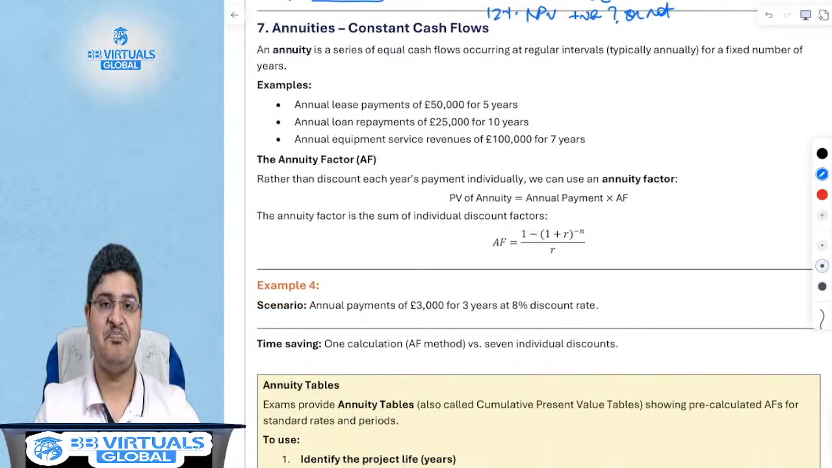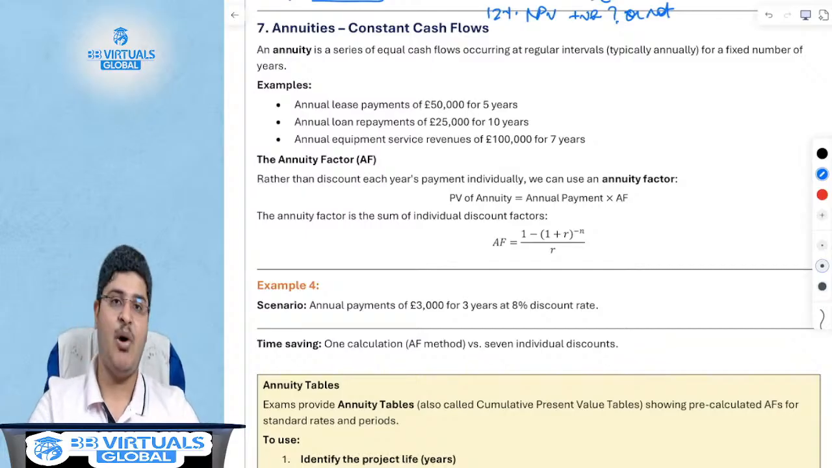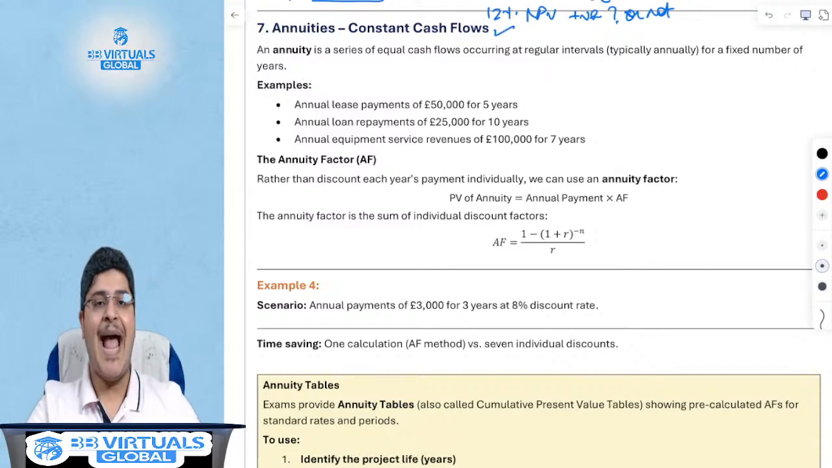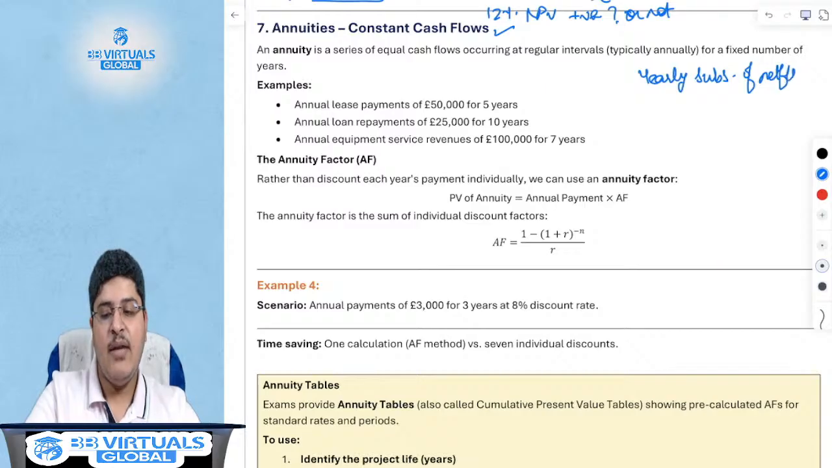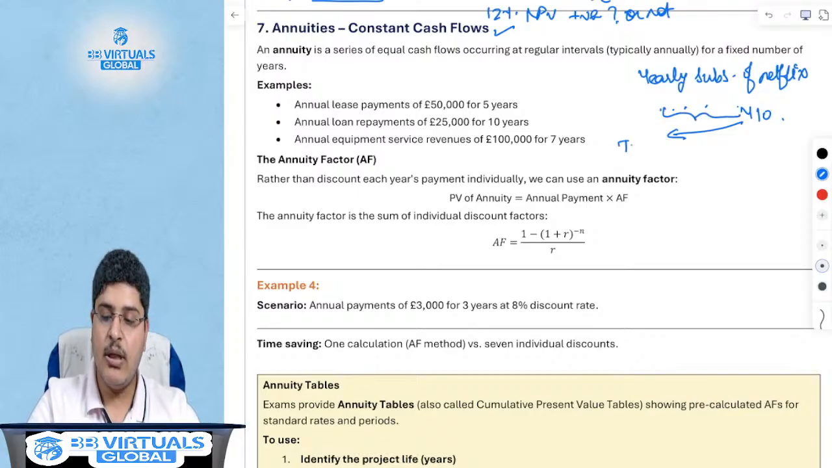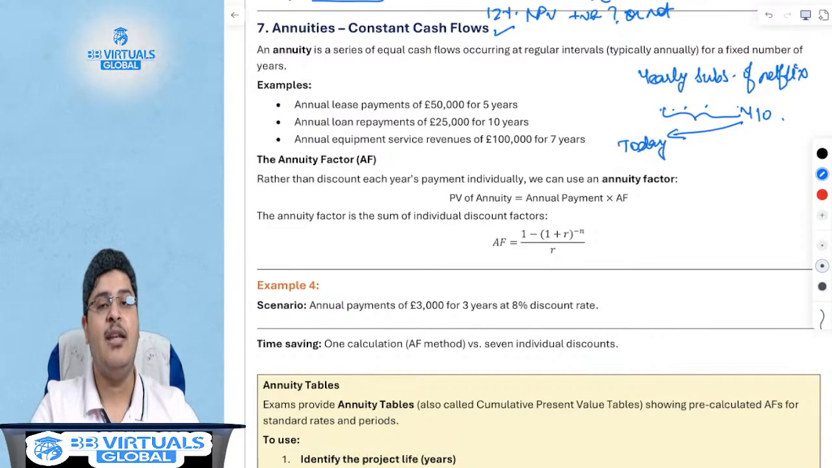Let's quickly jump to the next concept of annuities, after already having discussed NPV, compounding, discounting, and time value of money. What is an annuity? The word annuity is derived from the word annual. Annual means yearly. Think of you as subscribing to a yearly subscription of Netflix. And if you keep subscribing year on year for 10 years, what is the value of this today? That is nothing but annuity.